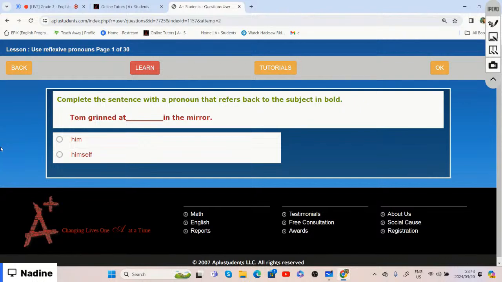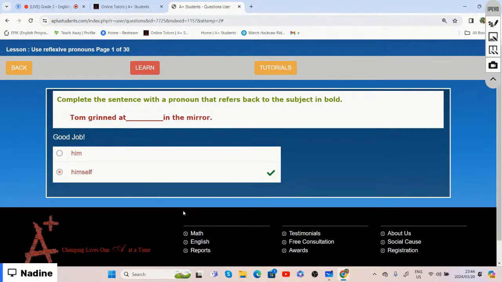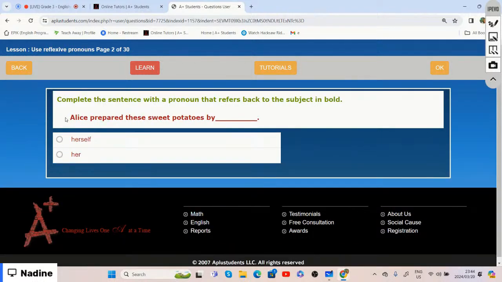All right, and if we choose the correct reflexive pronoun, then himself is correct. So well done to that one person who answered only. Right, so well done. Alice prepared these sweet potatoes by herself or by her. It needs to refer back to Alice, who's a girl. So Alice is a girl. So is it herself or by her?